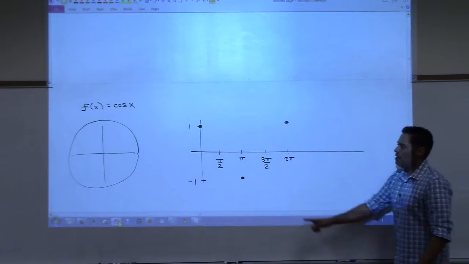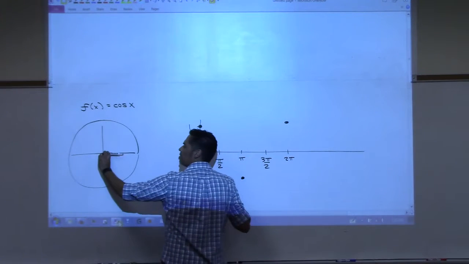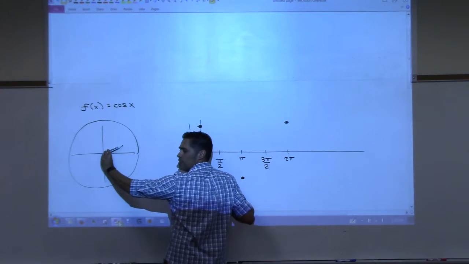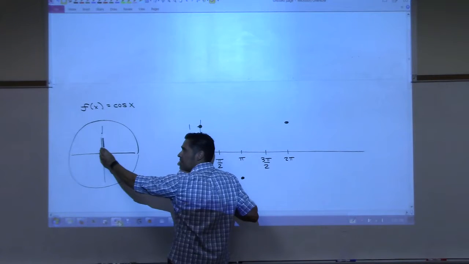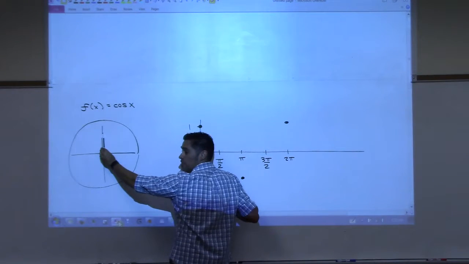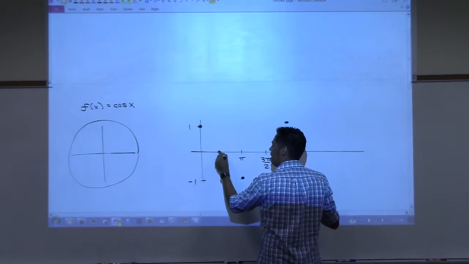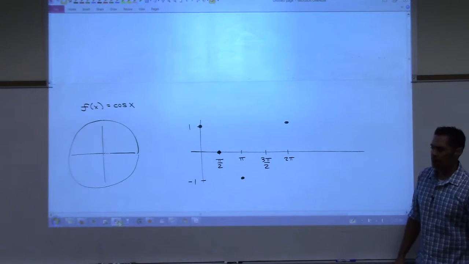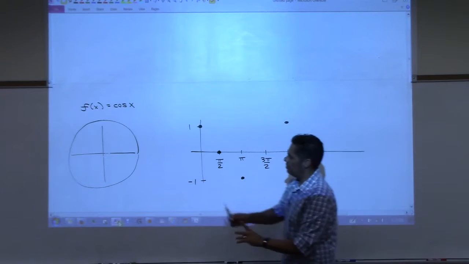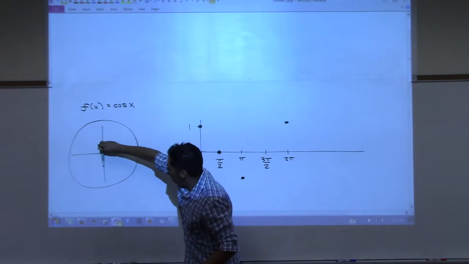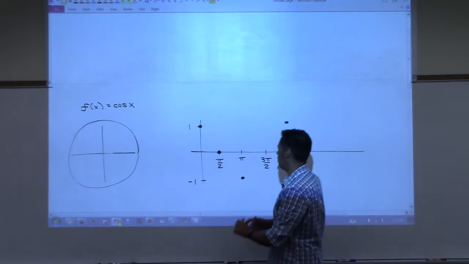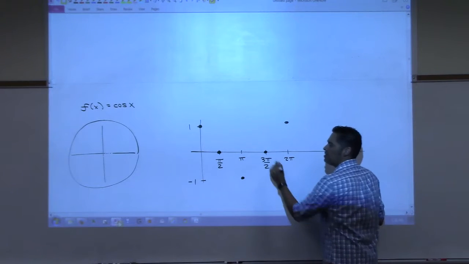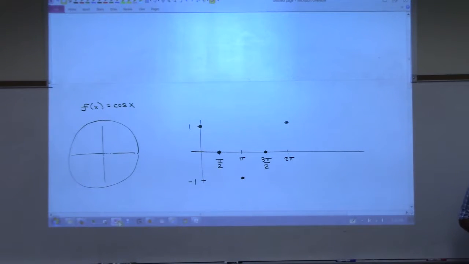And then how about pi over 2? Cosine of pi over 2. Pi over 2 is straight up, isn't it? What's the x-coordinate right there? 0. So I have an x-intercept right here. All right. And then how about 3 pi over 2? So coming down like this, the x-coordinate here is 0 also. So I have 2 x-intercepts in there, don't I? The sine had 3, didn't it? This cosine has 2 x-intercepts in there.